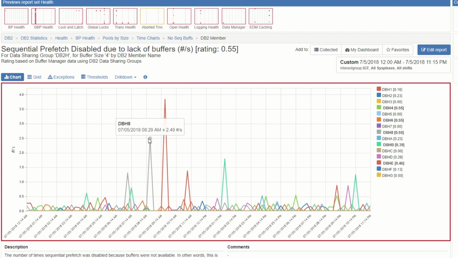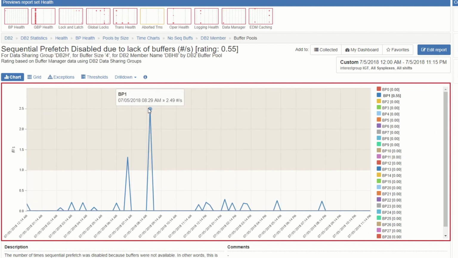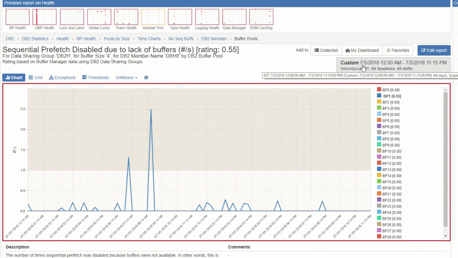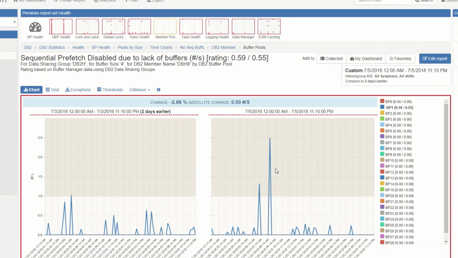DBH8, and so let's drill down further to see which buffer pool that's occurring in, and we see here that it's in buffer pool 1. Now we may wonder, is this typical or is this an anomaly? So we can compare it to any other interval in the database. So let's just compare to a couple of days earlier this week, and we see that this behavior is occurring pretty commonly for this buffer pool.